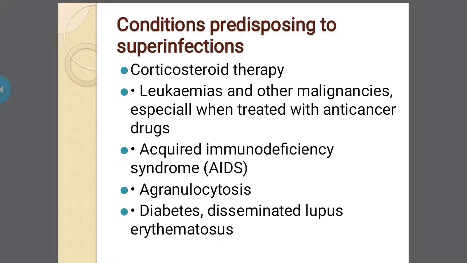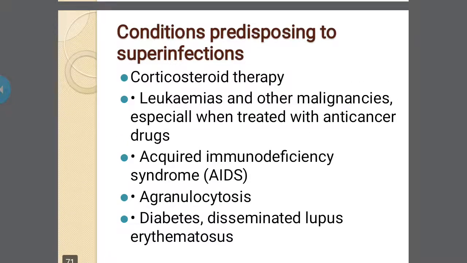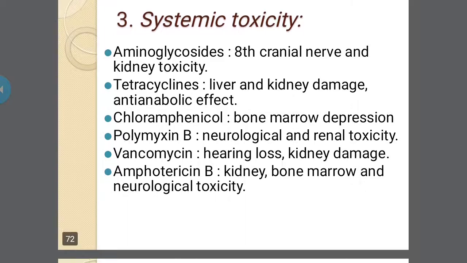One is if its immunity is already suppressed, either due to corticosteroid therapy or in the presence of leukemia or other malignancy, especially when treated with anti-cancer drugs. So anti-cancer drugs will reduce your immunity, corticosteroids will reduce your immunity. So in those immunosuppressed states, there is more development of superinfection. In HIV patients, agranulocytosis, diabetes, and disseminated lupus erythematosus. So these are the immunocompromised states when there is a chance of superinfection.